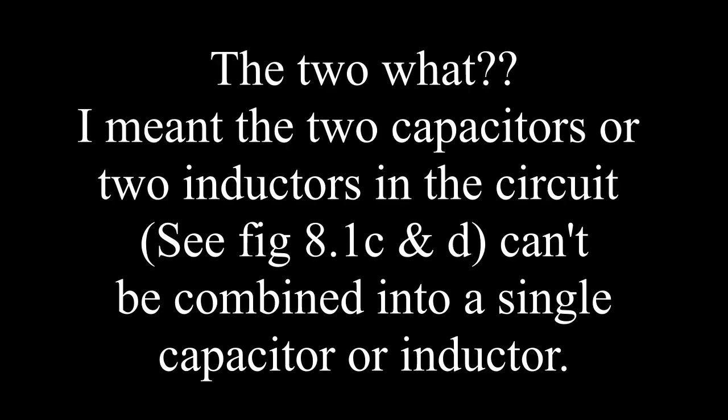If you recall back in the first lecture of chapter 8, I showed you circuit diagrams where you have only resistors and capacitors or resistors and inductors in the circuit, and you thought, oh, that might just be an RC circuit or just an RL circuit, but you can't combine the two. So we're going to look at one of those examples.